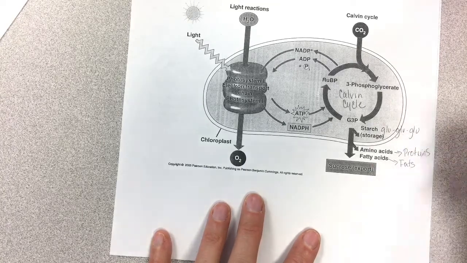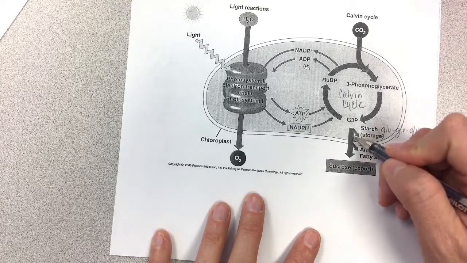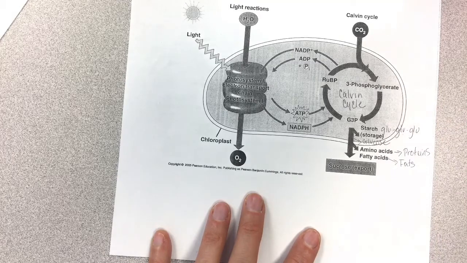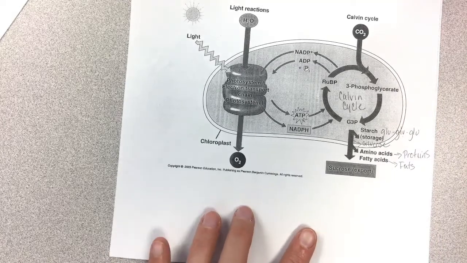All right, sucrose. We have starch. We can also put glucose here. All right, and so on. And so that is photosynthesis.